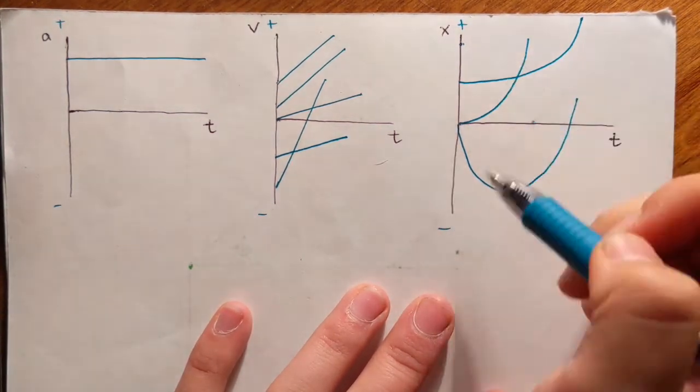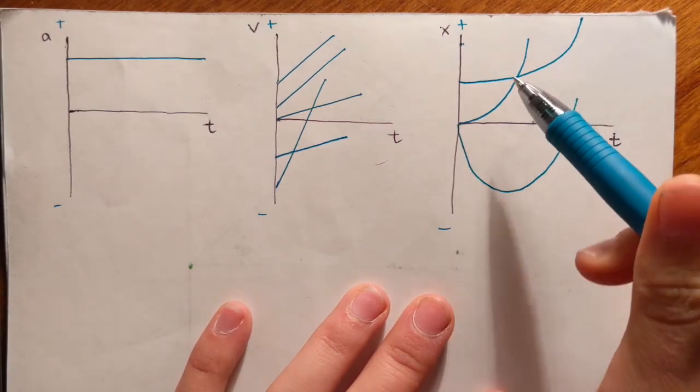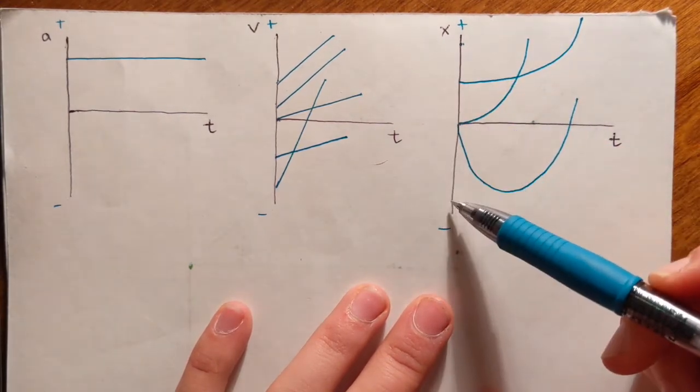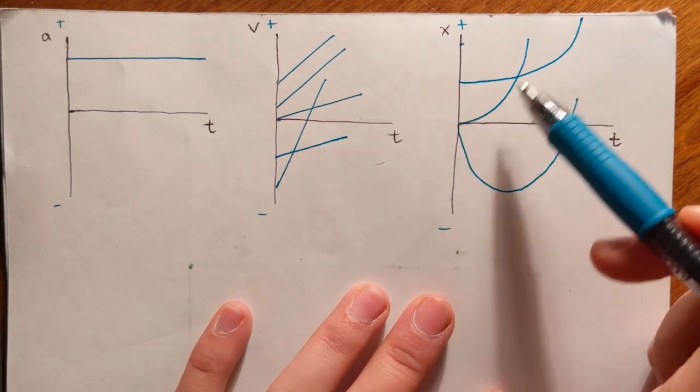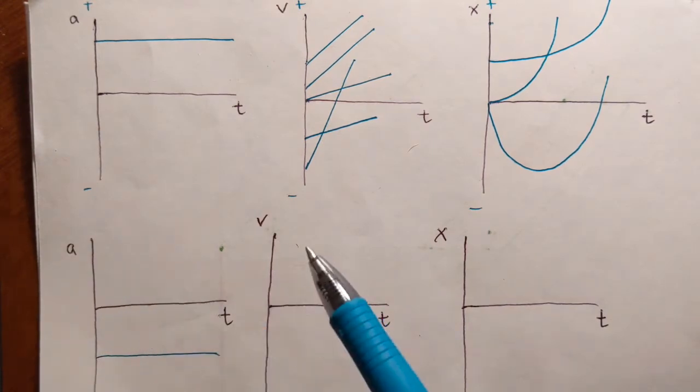So if on a position versus time graph you see a smiley face or half a smiley face, no matter where it starts, that means that the object has a positive acceleration. Alright, now what if my object has a negative acceleration? How does that look on velocity and position versus time graphs?